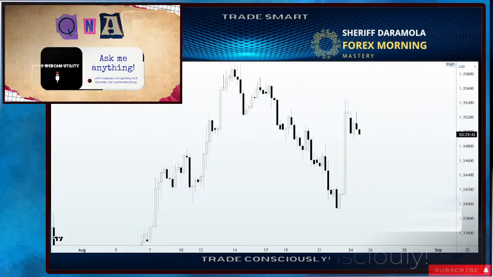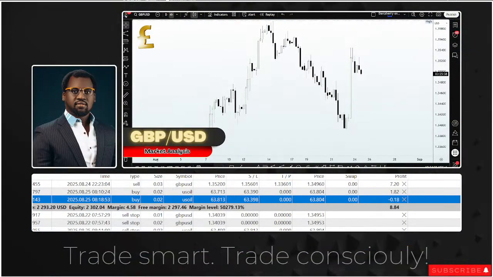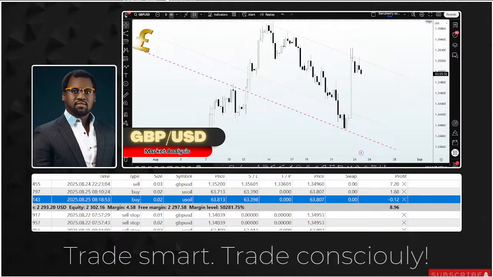So the next asset we are looking at is the GBPUSD, that is the British pound against the US dollar. And we started trading the GBPUSD last week, right? After about 6 months on this asset.